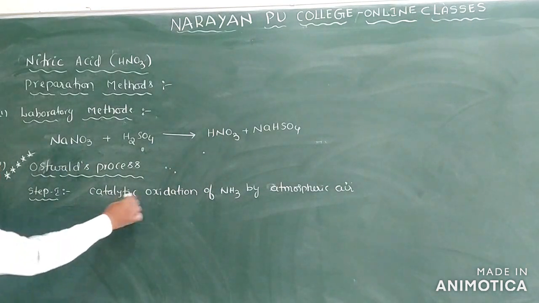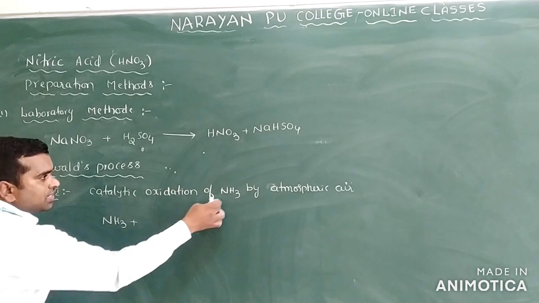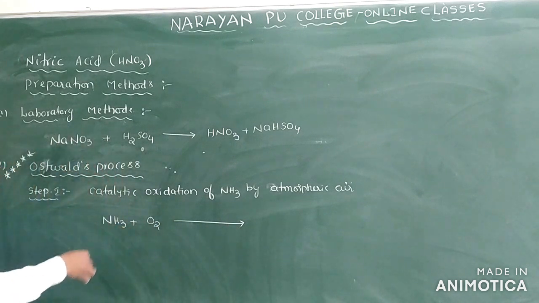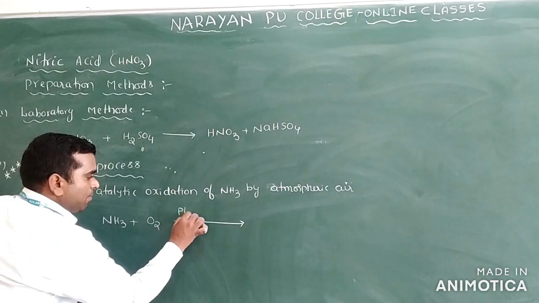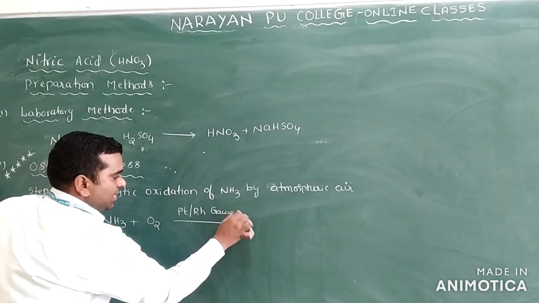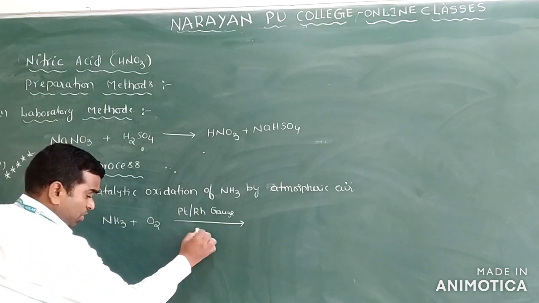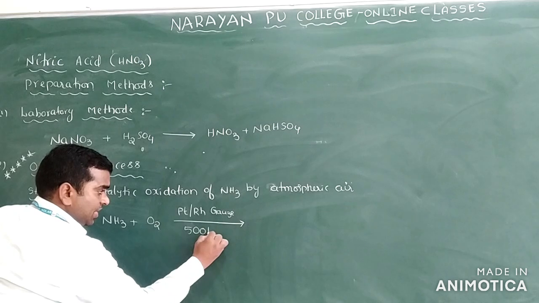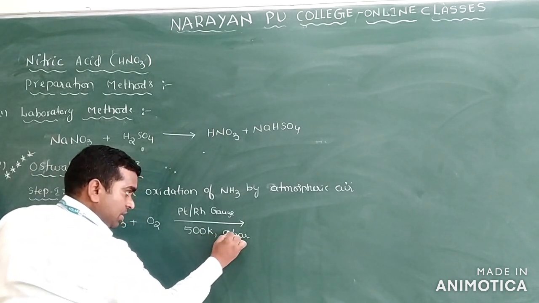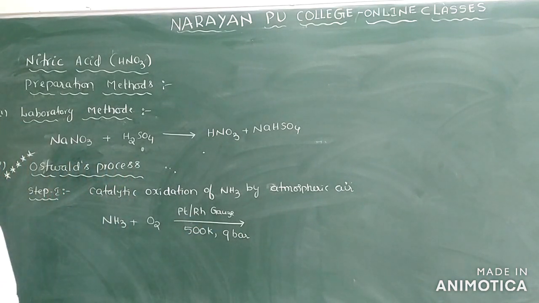Now what is the ammonia formula? You already know, NH3, plus catalytic oxidation by atmospheric air, means you have to take oxygen. Very important here, the catalyst: platinum and rhodium gauze catalyst. And you have to maintain a temperature of 500 Kelvin and also 9 bar pressure. So these conditions are very important. If you don't write these conditions, you will lose the mark.